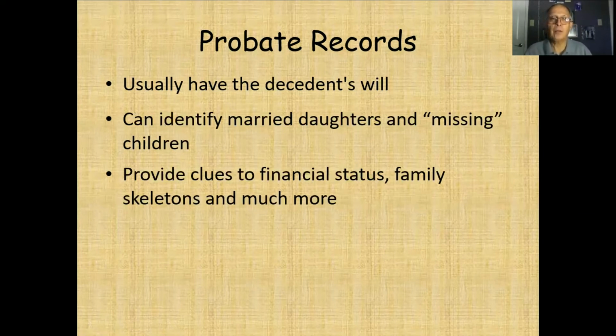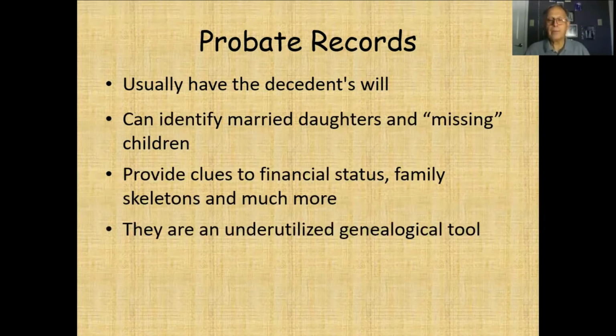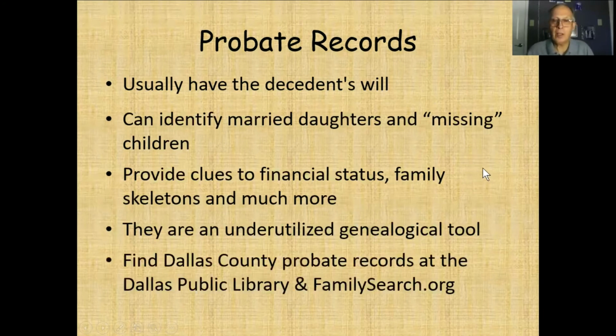I saw another will where the deceased was actually nasty about it, basically claiming his son was a no good, rotten SOB and wouldn't get a penny from the will. And they're generally underutilized. They're a little hard to find. Dallas County probate records are at the Dallas Public Library and familysearch.org. These are some of the things that probably won't show up on the internet for a long time.